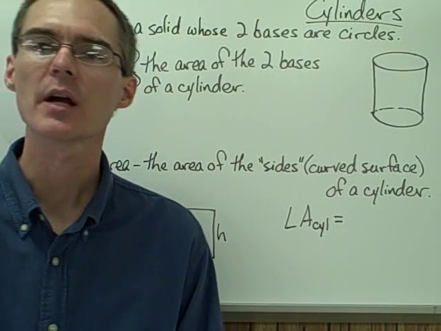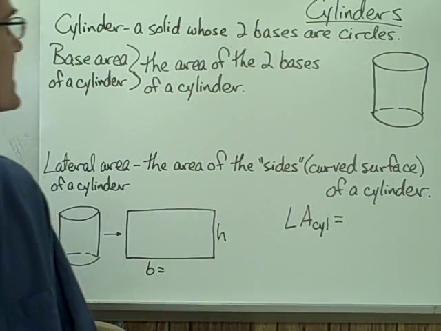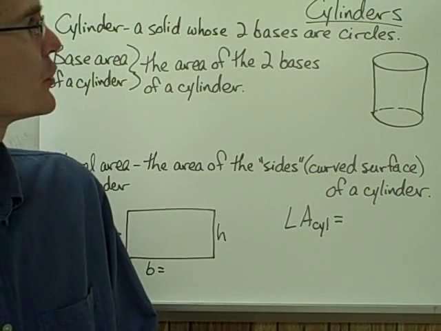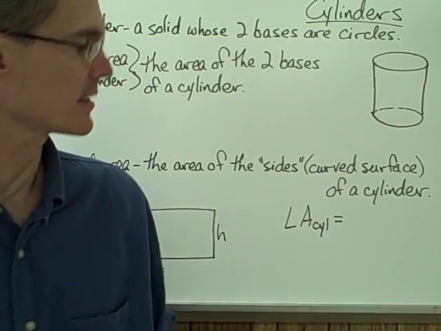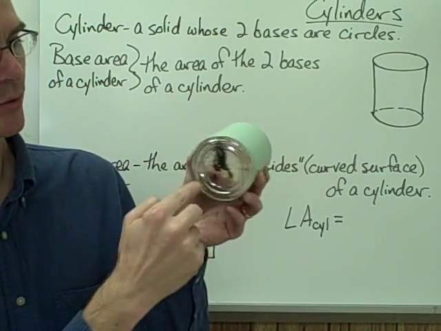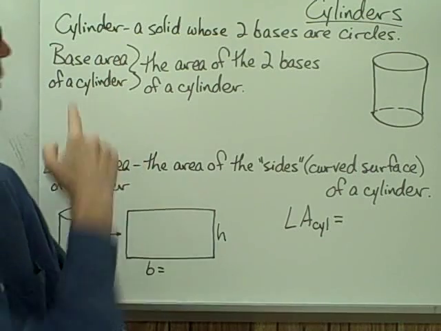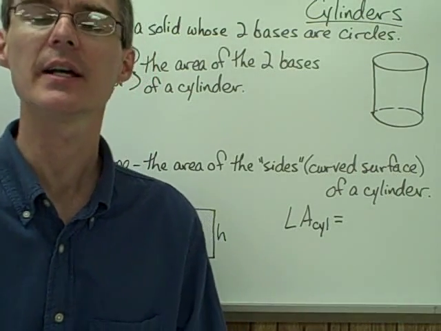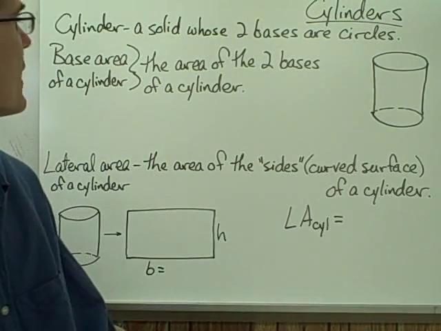Okay, the next video in our unit on solids is on cylinders. A cylinder is just a solid whose two bases are circles. Most people think of a cylinder as being kind of like a soup can, where the bases are circles. That's the bottom, the top's also a circle. We're also going to be calculating the base area, the lateral area, and the volume of a cylinder. So let's take a look at how we're going to do that for a cylinder.